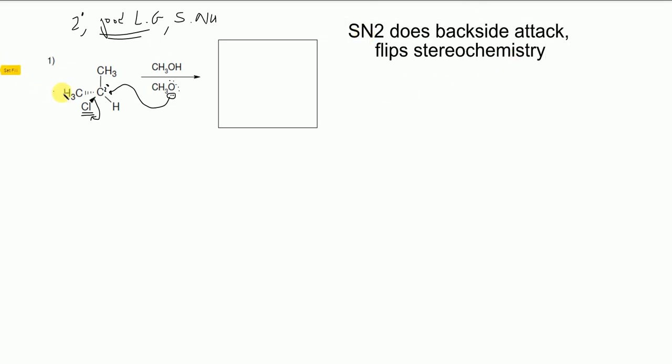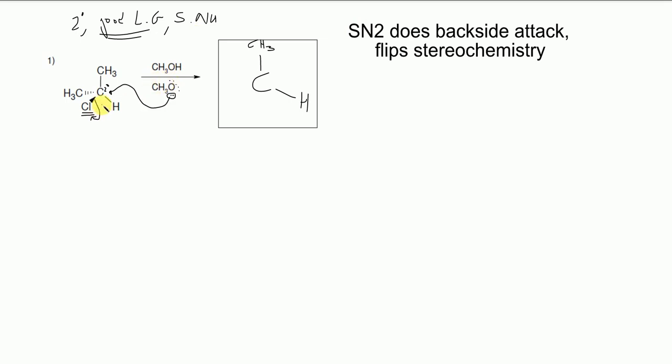Sometimes stereochemistry might not be indicated, and at that point it doesn't matter. In the previous example I didn't indicate any stereochemistry, but here it's indicated very clearly. So in SN2, the nucleophile attacks from the back, and it causes the stereochemistry to flip, from R to S or S to R. I don't need to know what it was before, so I'll just draw this as I normally would, and the leaving group is going to be replaced by the nucleophile.